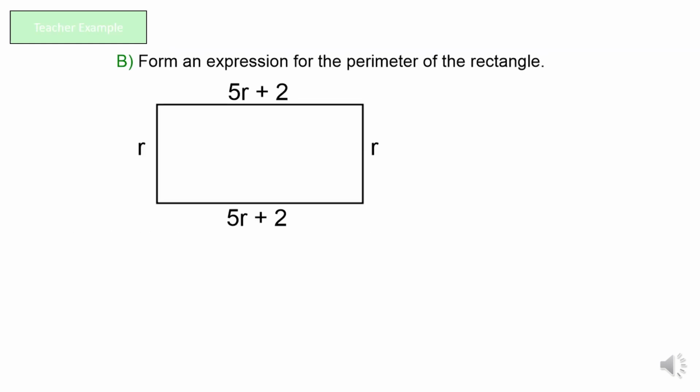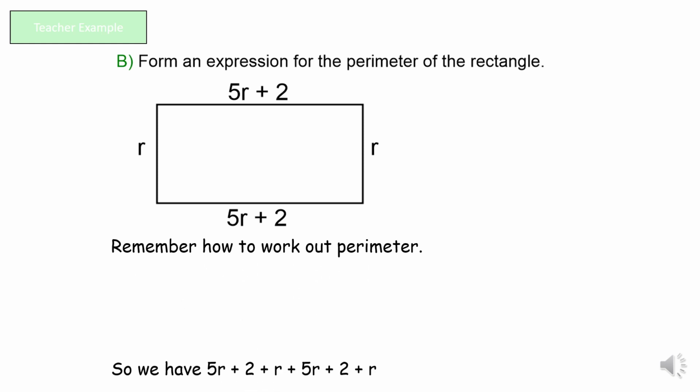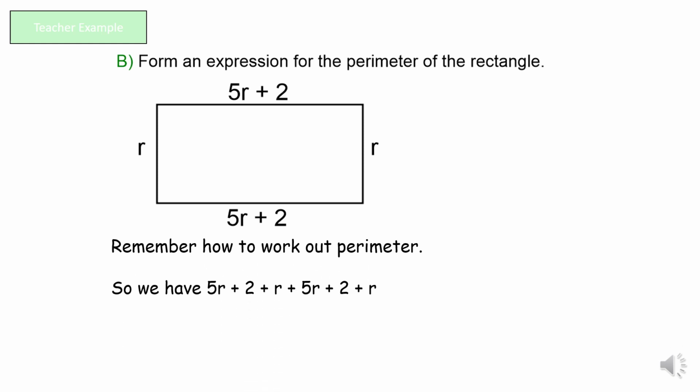Now let's have a look at a slightly harder example. I'll go through this one again, but this time our vertical sides are r and our longer horizontal sides are 5r plus 2. Same thing again, we are going to add all the sides together. So we've got 5r plus 2 plus r plus 5r plus 2 plus r. We've gone around in a circular sort of motion, adding all the sides as we go along.